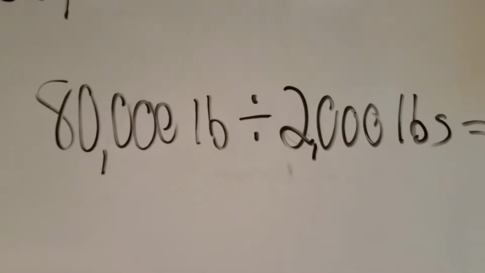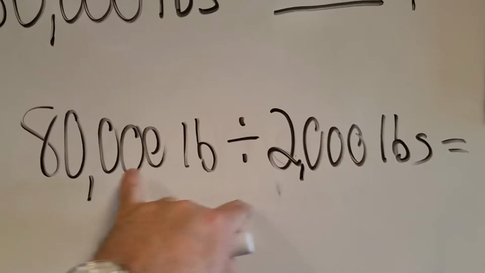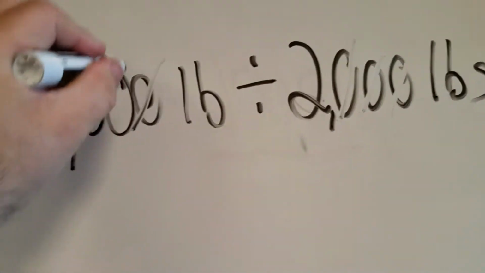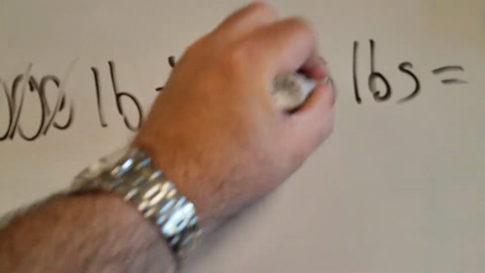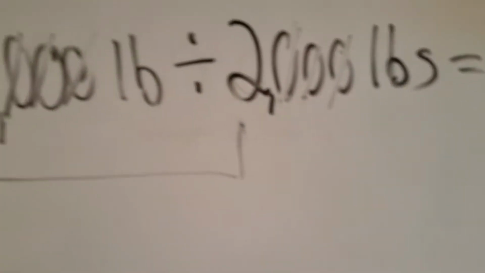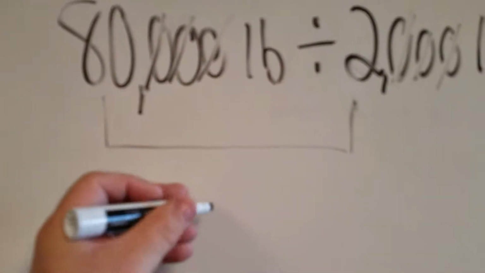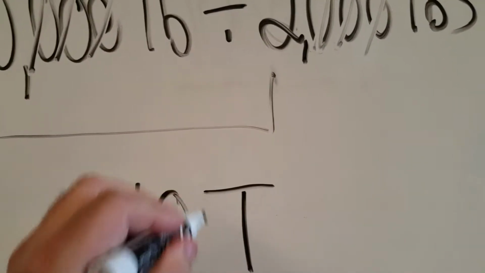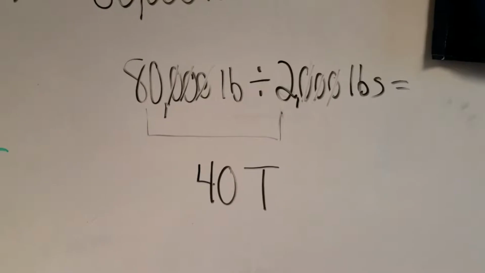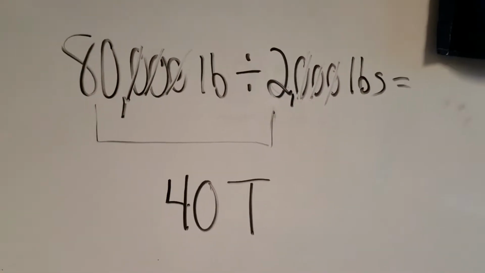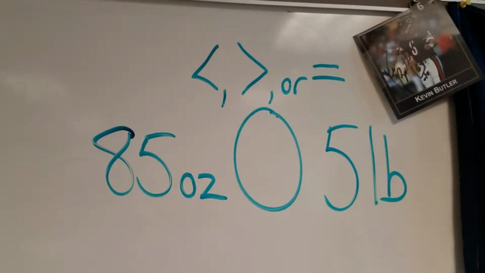Well, powers of 10, I have 3 powers of 10 here and here, so I can get rid of those just by crossing them out. My marker's starting to go. So I have 80. My basic fact now is 80 divided by 2, and that's 40. There we go. So my answer is 40 tons. 80,000 pounds divided by 2,000 pounds in a ton gives me 40 tons. All right, what about this problem?